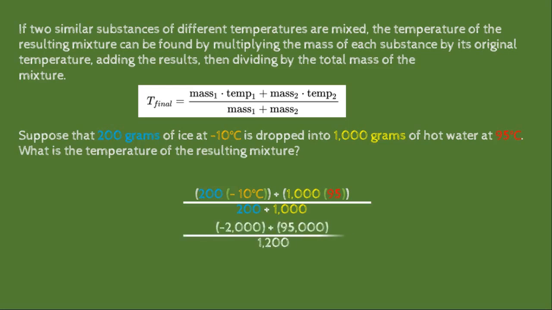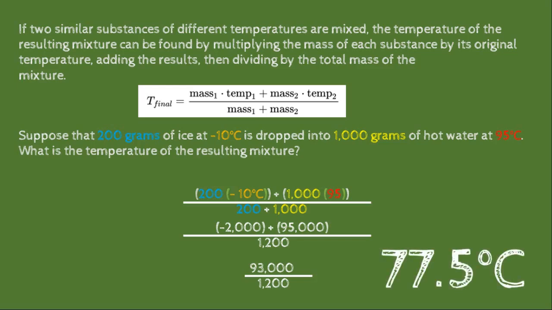We can then just continue simplifying. So 200 times -10 equals -2,000, plus parentheses 1,000 times 95, that would equal 95,000. And in the bottom, 200 plus 1,000 is 1,200. -2,000 plus 95,000 can now be simplified into 93,000. Another way of seeing that is 95,000 minus 2,000. That is also 93,000 divided by 1,200.